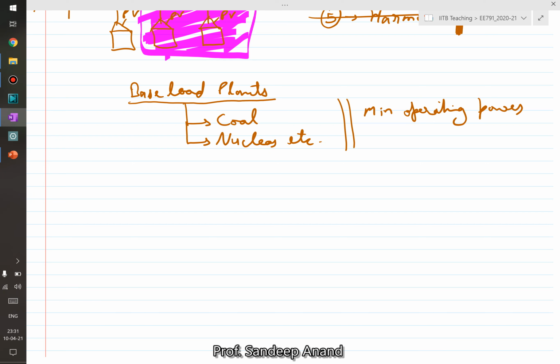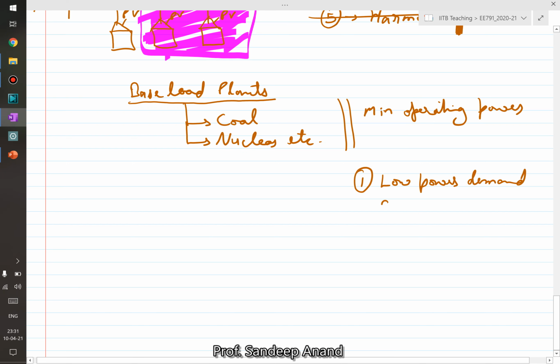So if I say at grid level, this is one of the challenges, which is the low power demand during the day and high during the evening, right? So what is happening is essentially the peak demand still remains the same.